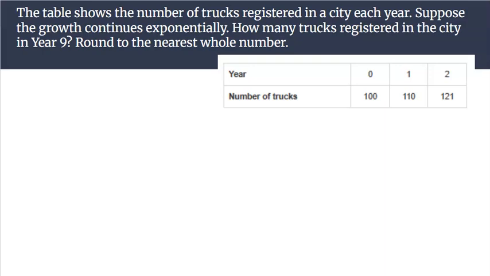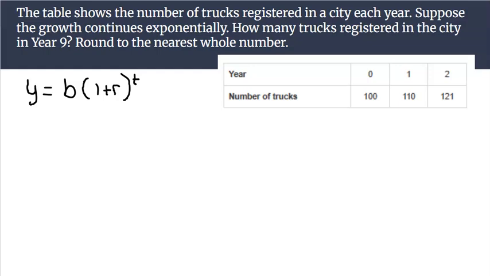All right, we'll start off with our formula. Y equals B times (1 plus r) raised to the t power. B is your starting or beginning amount, t is the time, r is the rate as a decimal, and Y is the ending amount. First, let's see if we can figure out the rate of growth each year.